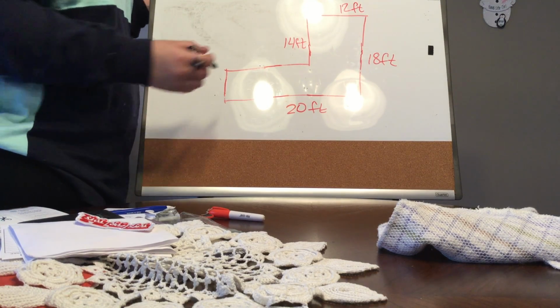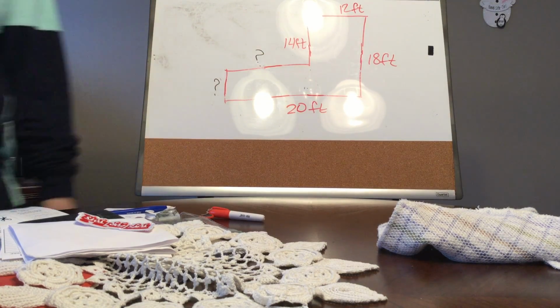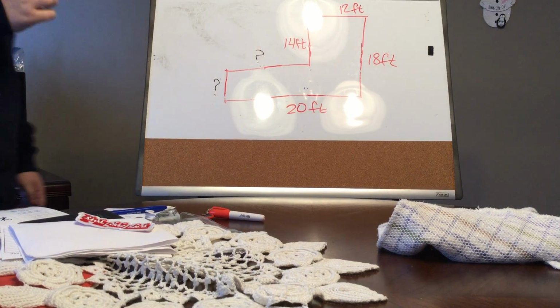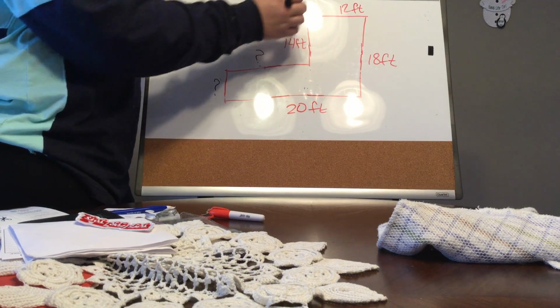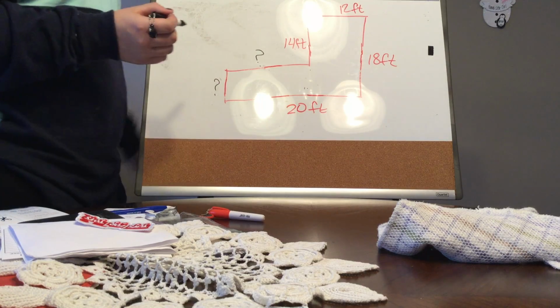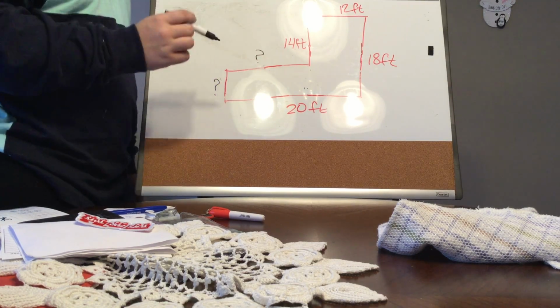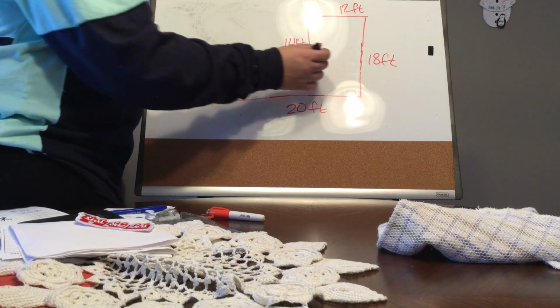But before we get started, we know that these two sides are missing. And we know that to find perimeter, we need to use all of the sides. So let's go ahead and start finding out what these sides are. Let's start with this one.